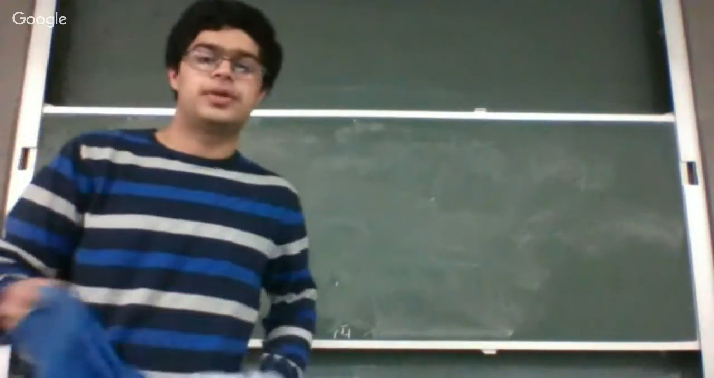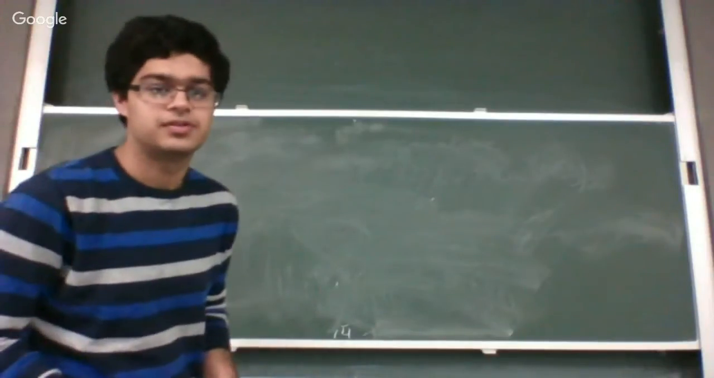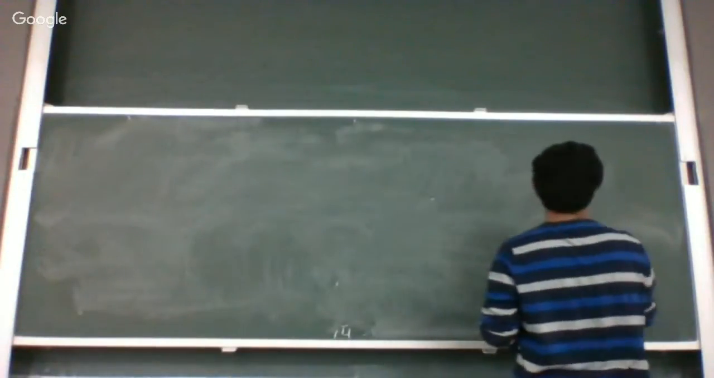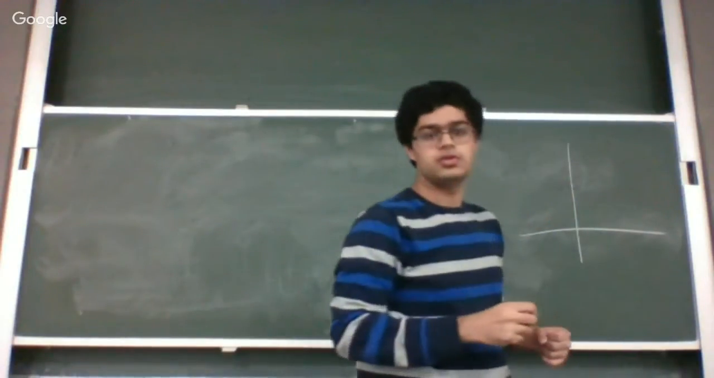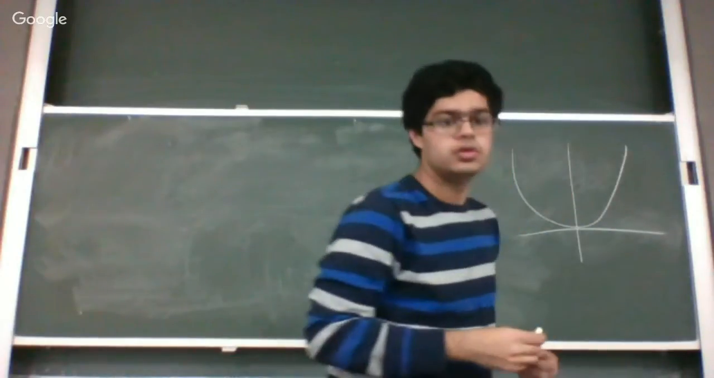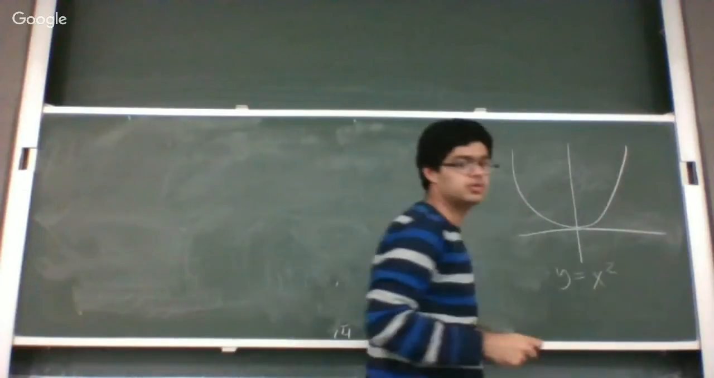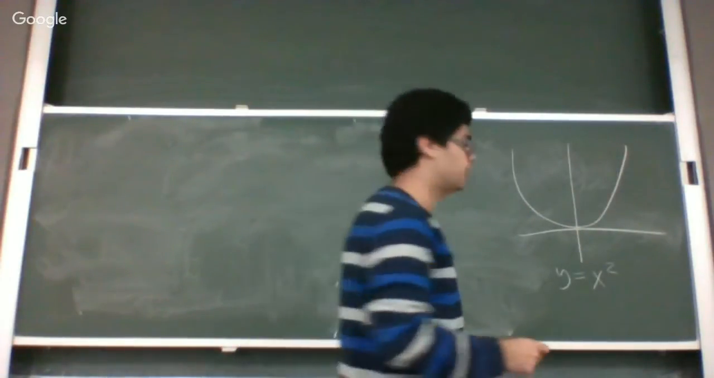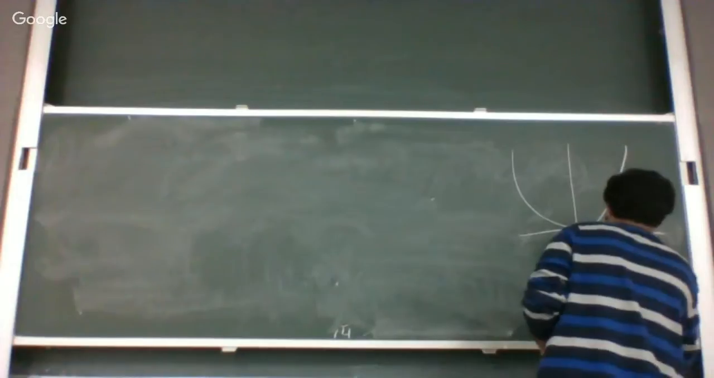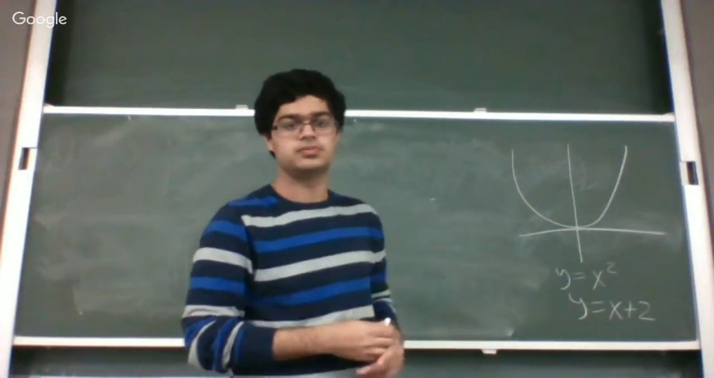There are mainly two ways to do it. You mentioned dy and dx, right? Dy and dx. So if I have a graph, y equals x squared and y equals x plus 2, you graph them.